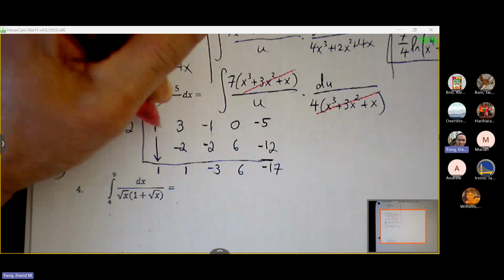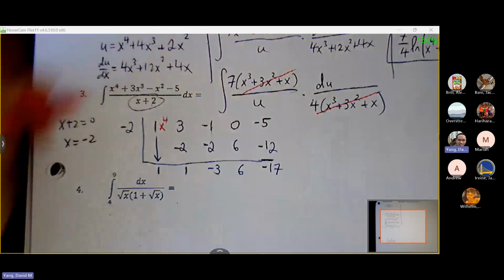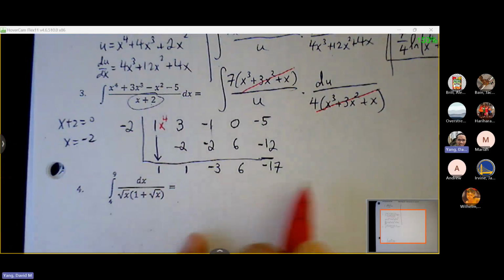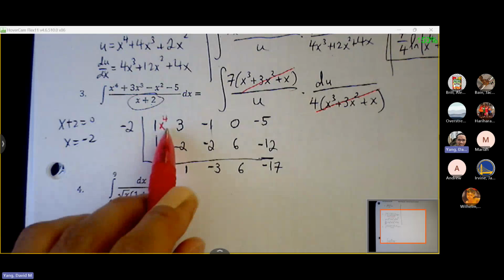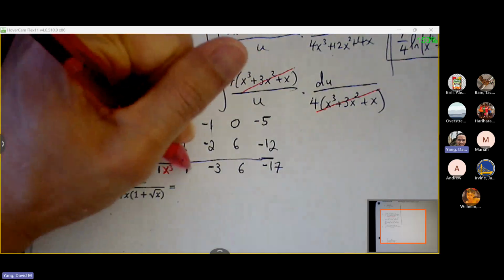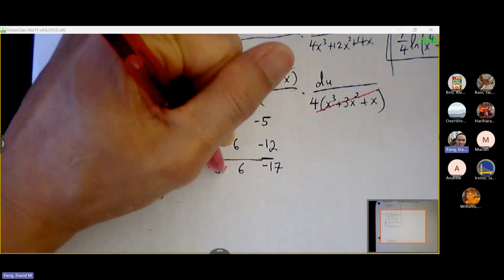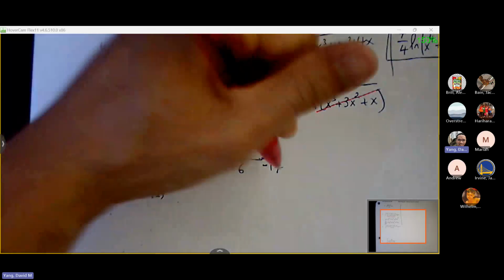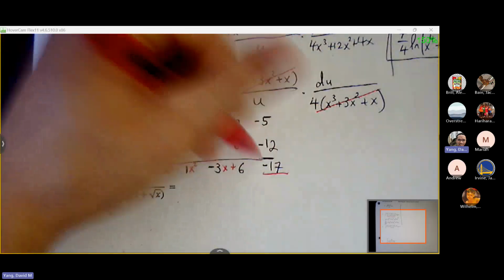We started with x to the 4th. Just understand that once we're below the line, we're going to be 1 degree lower than where we started. So this is now going to be at x cubed. This is now x squared. This is now x. This is the constant. And then finally, because there's a number left over, that's going to be your remainder.